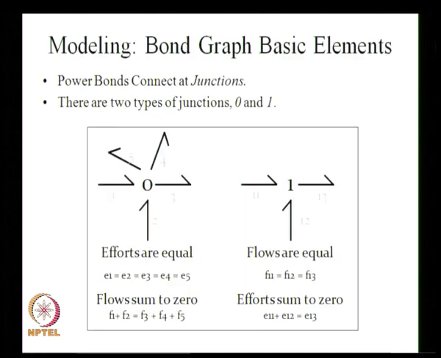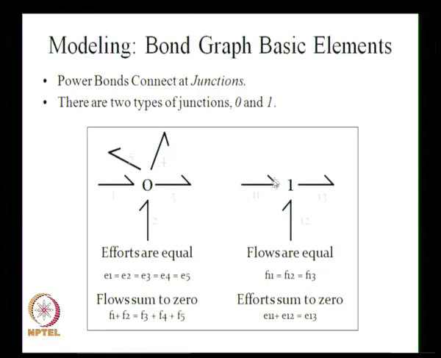We have two more elements which represent the junctions in the bond graph. Whenever you have different sources coming to one point and then it gets separated, that can be represented using bond graph junctions. We have two kinds of junctions, one is known as a 0 junction, the other is a 1 junction. The 0 junction is known as a common effort junction.